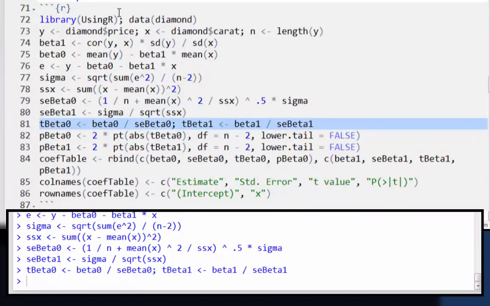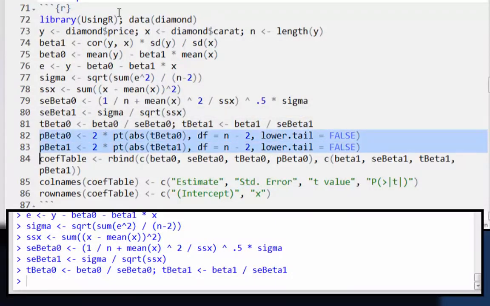I'm going to create the two t-statistics, which, if you're testing a hypothesis that beta 1 is 0 or beta naught is 0, is just going to be the estimate divided by its standard error. And so we don't have to subtract off the true value because the true value is assumed to be 0 under this hypothesis. And so for my beta 1 hypothesis, it's going to be beta 1 divided by its standard error.